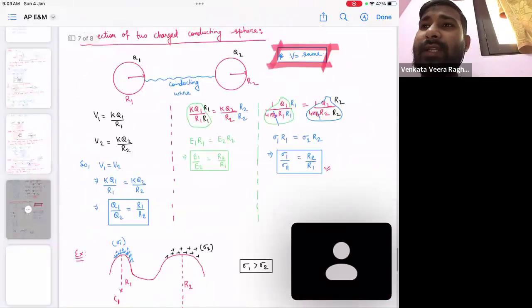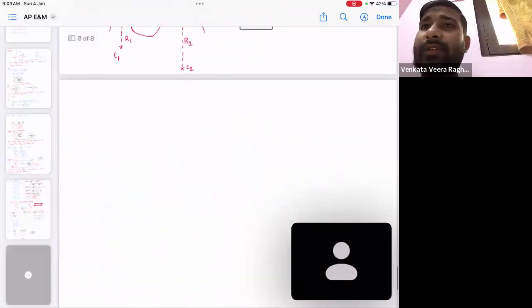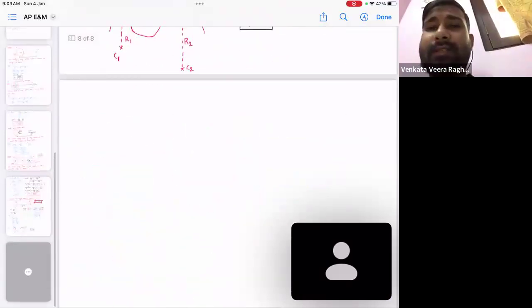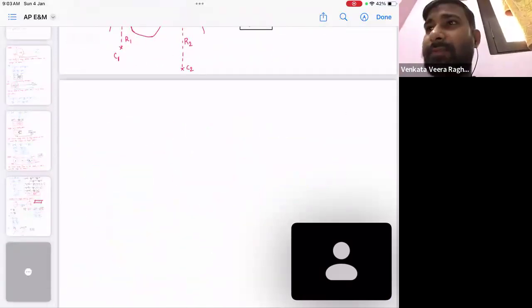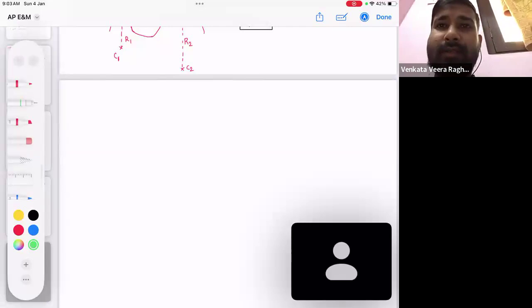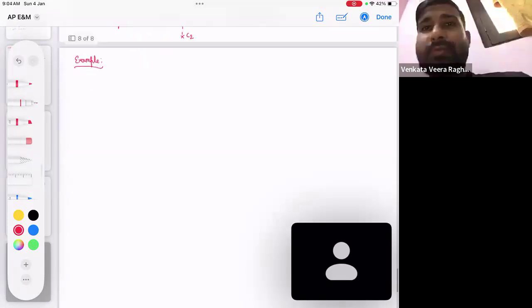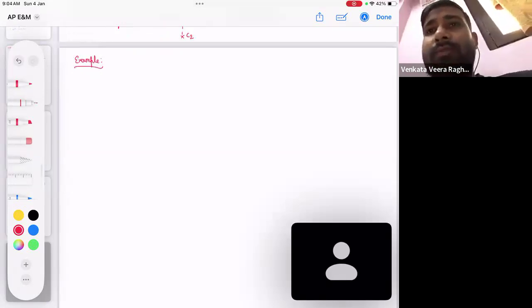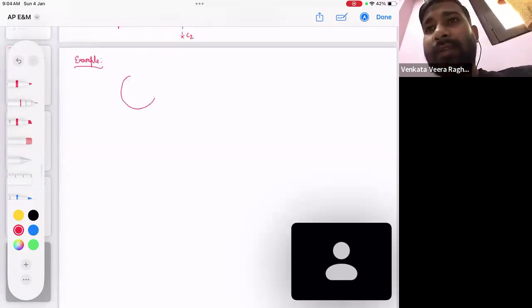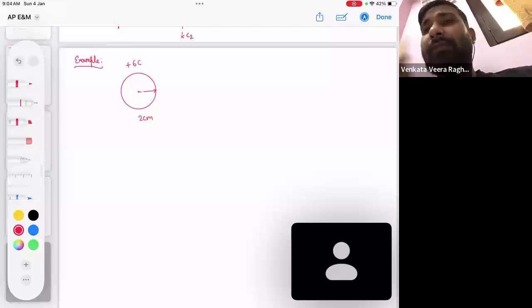Questions based on energy conservation and distribution of charges. Let's take one example and then we will continue with the next part of this chapter, which is the capacitor part. In this example, what is given to us? Two conducting spheres are given. The radius of this one is 2 centimeter, and it was given plus 6 coulomb of charge.